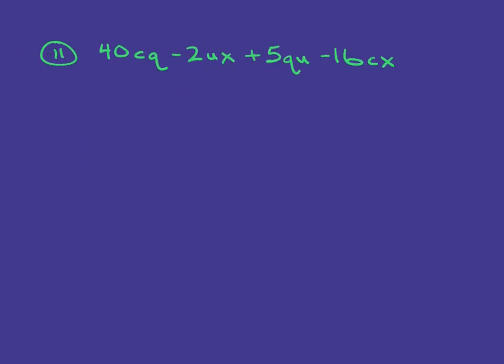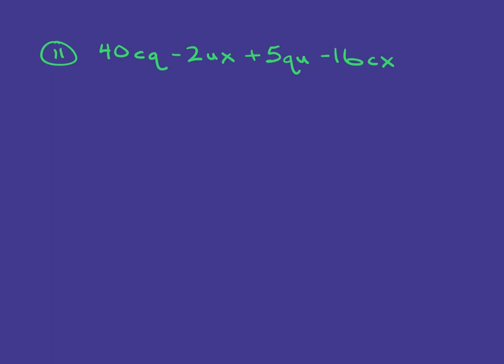Number 11, 40cq minus 2ux plus 5qu minus 16cx. If you look at the first pair, if we were to group those off, you could take a 2 out. If you look at the next pair, though, 5 and the 16 don't have anything in common. We can't take c out of both. We can't take q out of both. We can't take u out of both. So the second group wouldn't have anything in common that we could factor out.